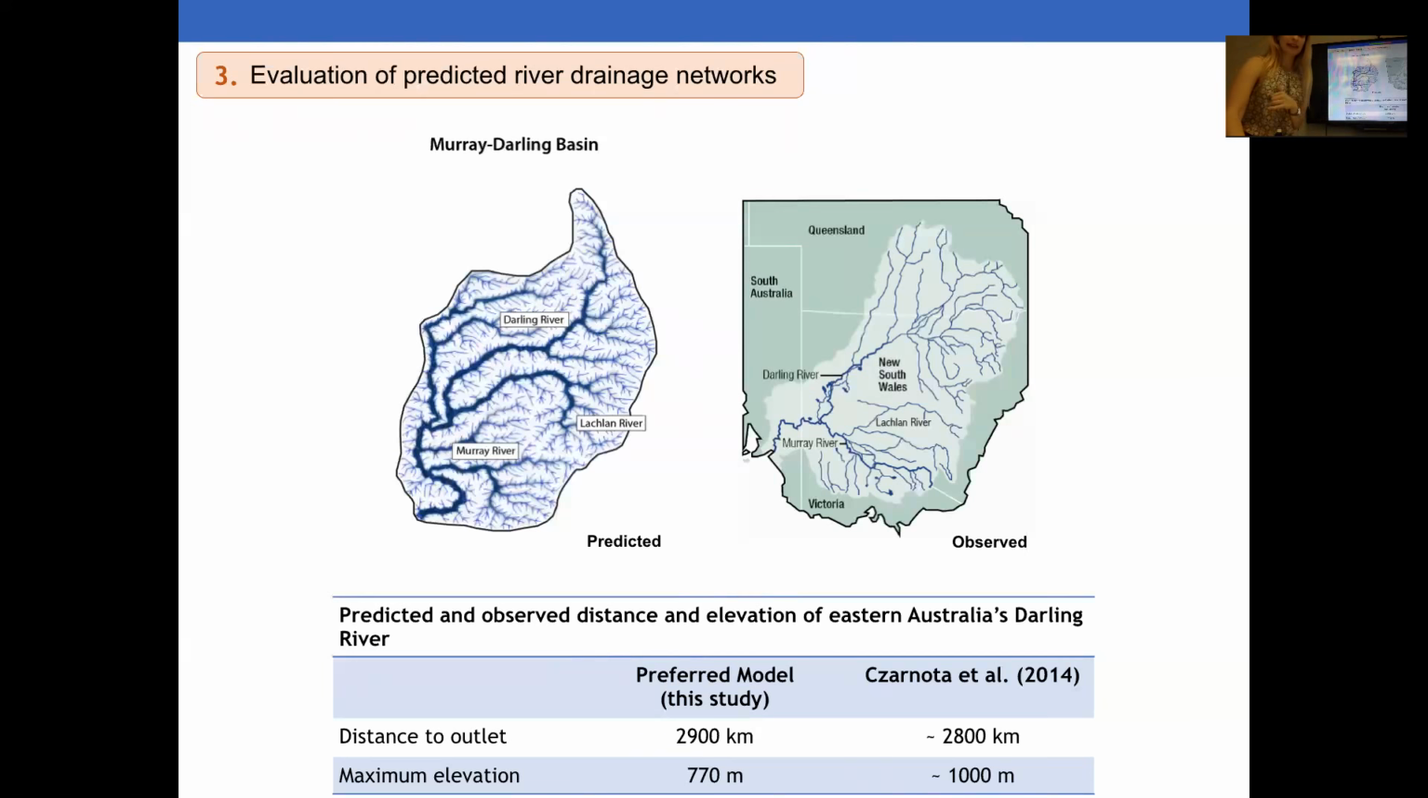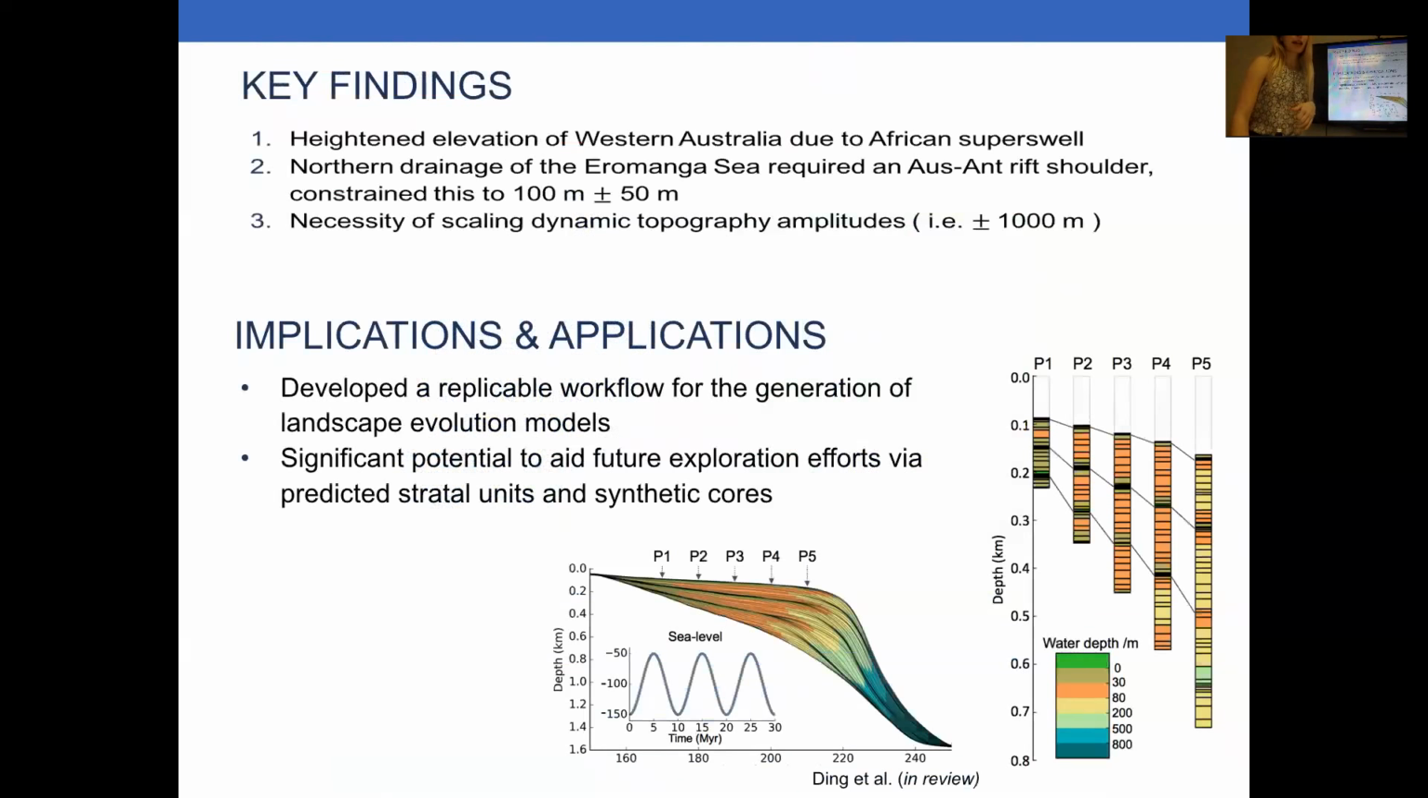So having said that, and shown the models, there's a few key findings and implications I'll highlight, which show, I guess, what we can get out of these kind of models. So first of all, these models provided insight regarding the heightened elevation of Western Australia during the Mesozoic due to its position over the African mantle superswell. And this was validated through the good match Western Australia had with the residual topography.